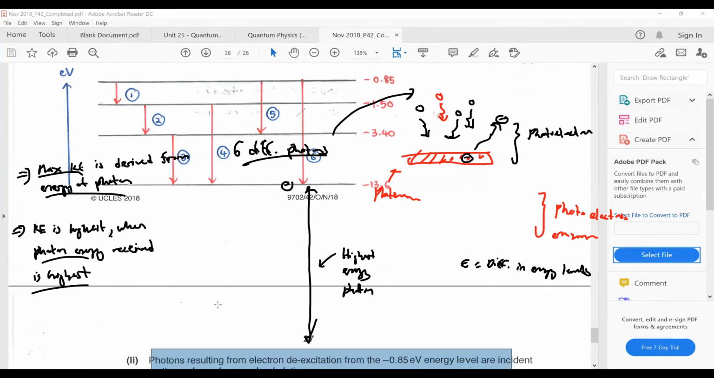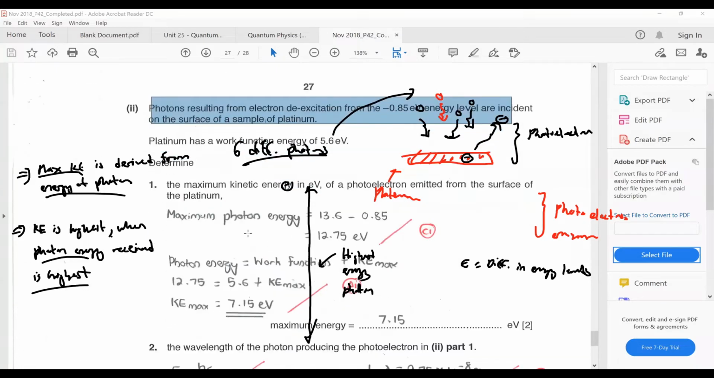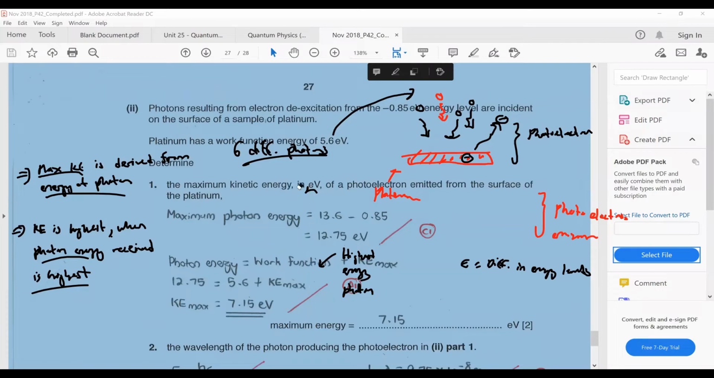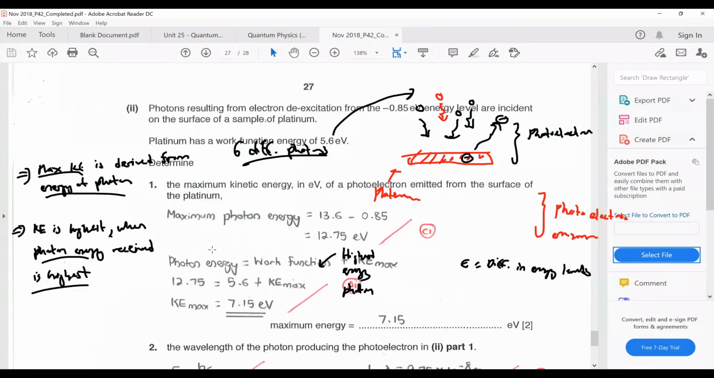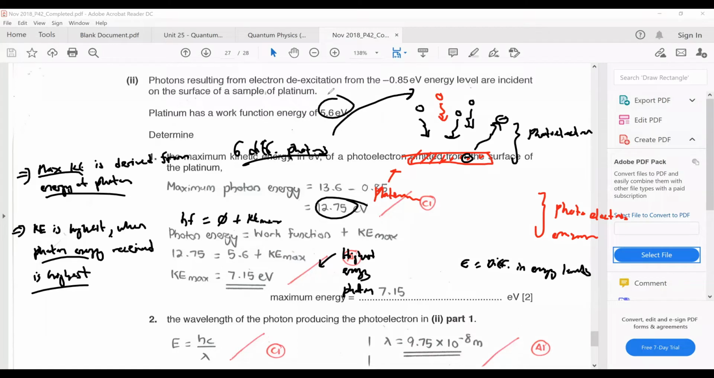So you use that value right now. They want you to get the maximum possible Ke. To get the maximum possible Ke, you need the maximum possible photon energy. So you take the difference between 0.85 and 13.6. You know that the highest energy of the photon is 12.75 eV. Then photon energy equals work function plus Ke max, which is this form of the equation: hf equals 5 plus Ke max. Photon energy you already get from here, work function you already get from here, so you can straight away find your Ke max. It will be 7.15 eV.